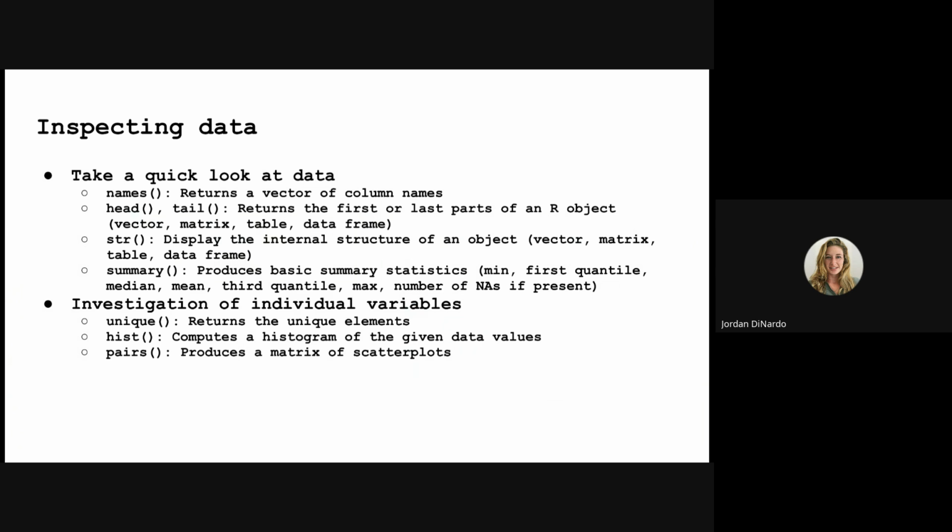Okay, and then there are ways to investigate individual variables. So in this case, your argument is not just the data frame, but the data frame and the name of the variable you're interested in investigating. This is where that money sign comes in. You would use, for instance, the unique function, which returns all the unique elements within a vector.